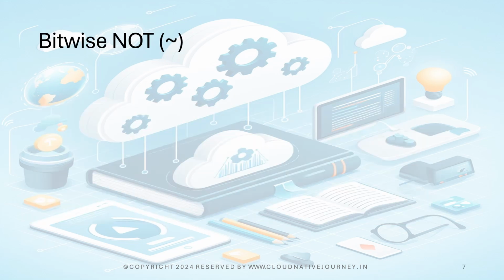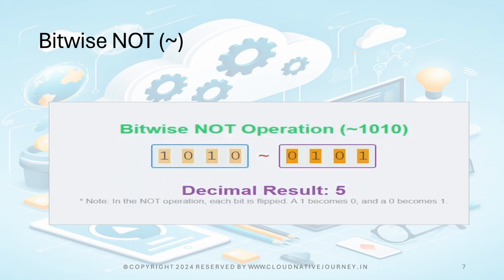Then the next is the bitwise NOT operator. It is a little different. It inverts all the bits. So 0 becomes 1 and 1 becomes 0. For NOT of 1010, the result will be 0101, which is 5 in decimal.